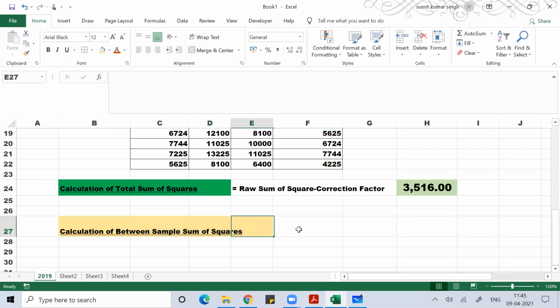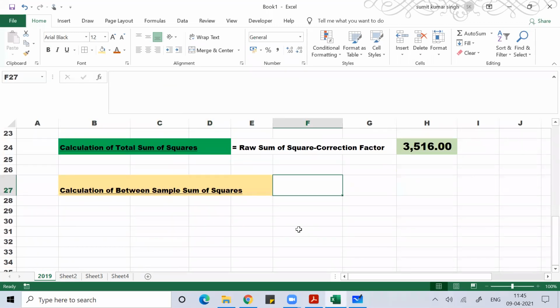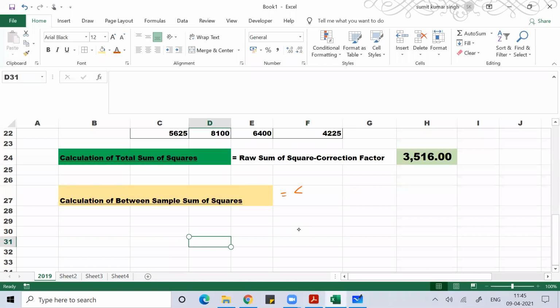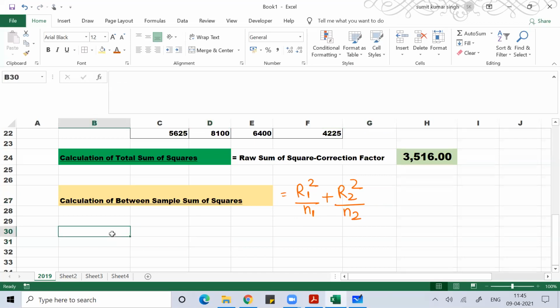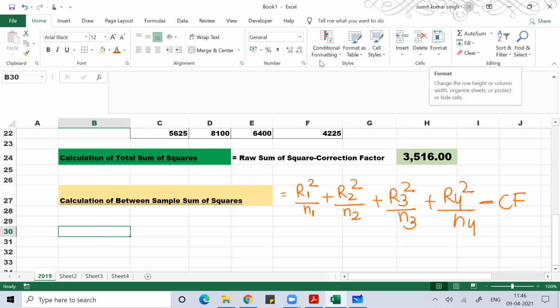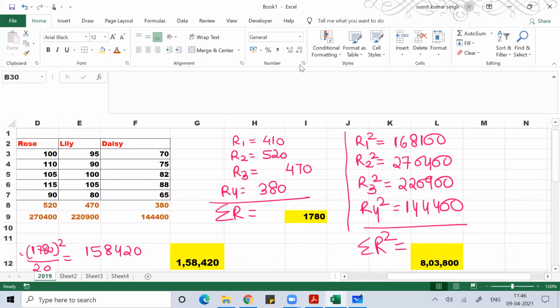So what is the formula for between sample sum of square? The formula is R1 square by N1 plus R2 square by N2 plus R3 square by N3 plus R4 square by N4 minus correction factor. This is your formula for between sample sum of square. Here I already found R1, R2, R3, R4 square, so I don't have to do this manually.